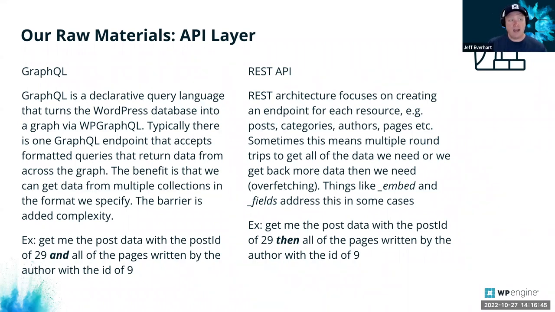But going back to our example query, right? With GraphQL, I can specify that all in one query. I can say, get me the post data with the post ID of 29 and all of the pages written by that same author with the ID of 9, all in one query. And maybe that's what I need to do my user interface. So now let's take a look at some of those things in a little bit more detail.